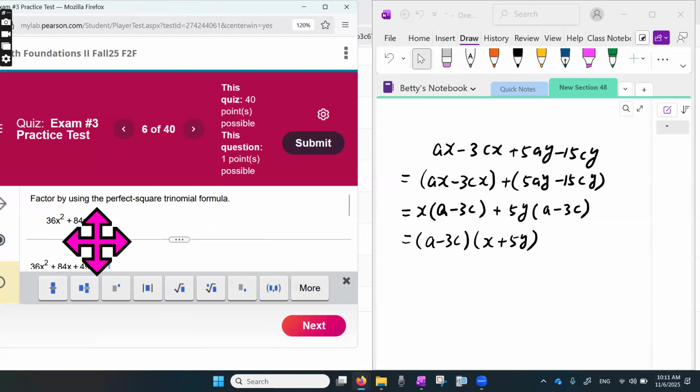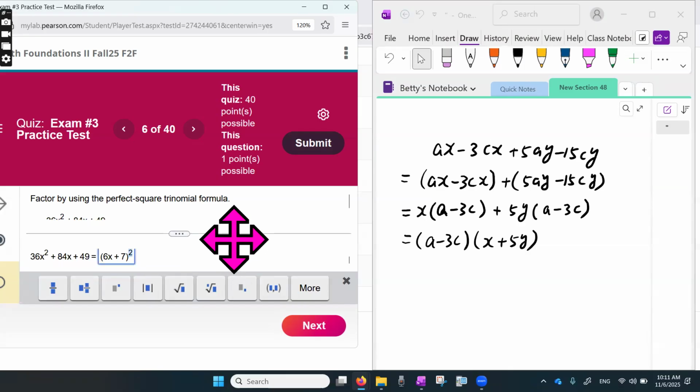The first term, 36x squared. So the base is 6x, right? In the middle, we have a plus, so we have a plus in the parentheses as well. 49 is the square of 7, so plus 7. And then raise the binomial sum to the power of 2, right?